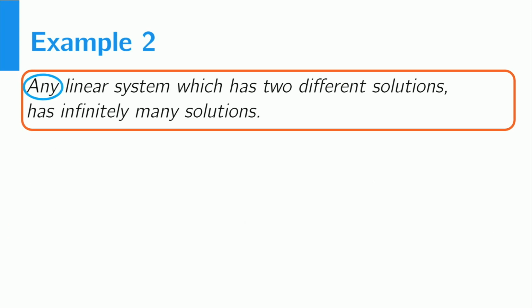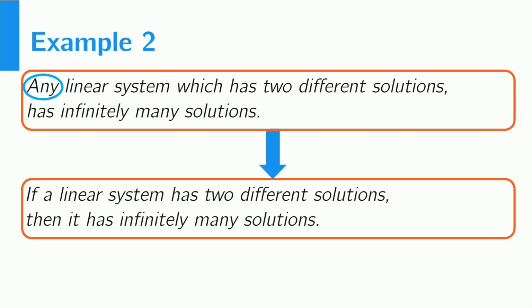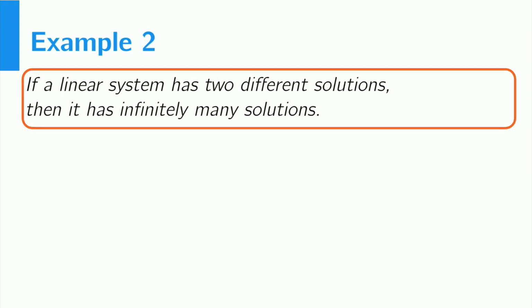Again, the word "if" does not appear in the statement, but there is the word "any". So the original statement can be read as: any linear system for which one thing is valid also has another property. Written as an implication, we get: if a linear system has two different solutions, then it has infinitely many solutions. Again, feel free to pause the video if you want to think about whether this statement is true or not, and also how you would proceed to show that your idea is correct.